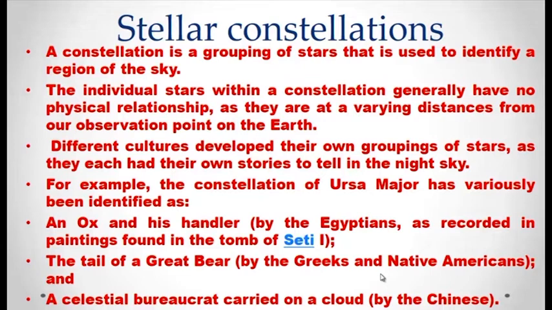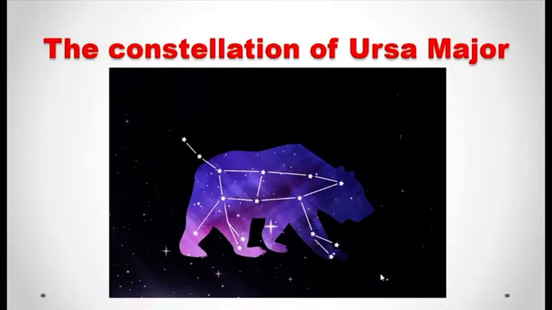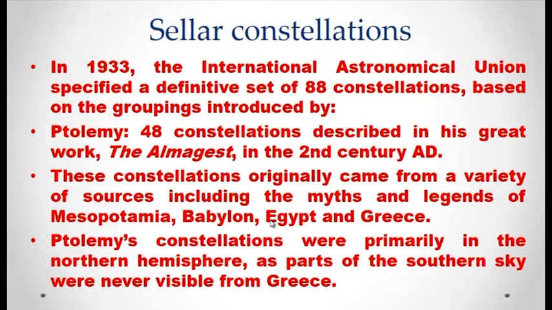So this is how stars are grouped into constellations. This is the Ursa Major constellation. According to the International Astronomical Union, there are 88 constellations. Out of those 88 constellations, Ptolemy had 48. Then the remaining ones were assigned from different cultures existing in the world.